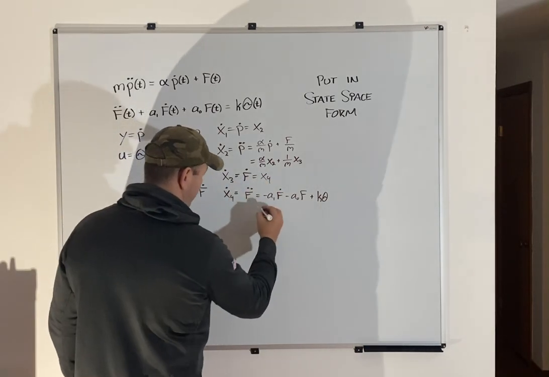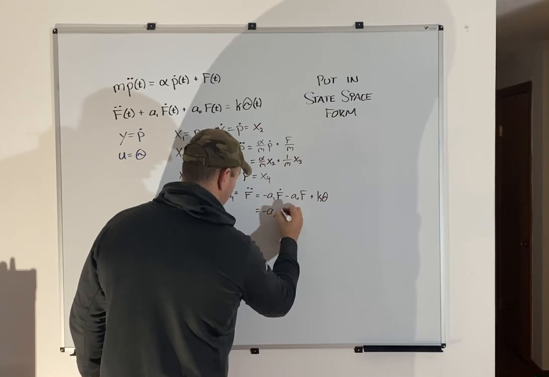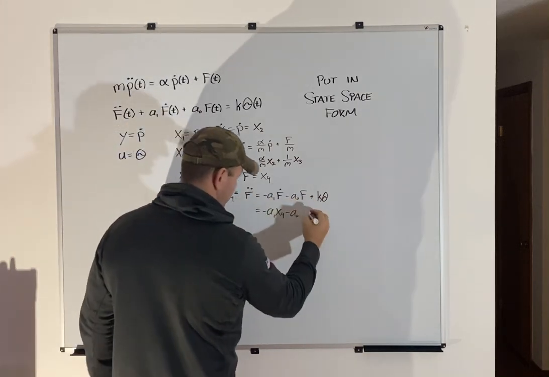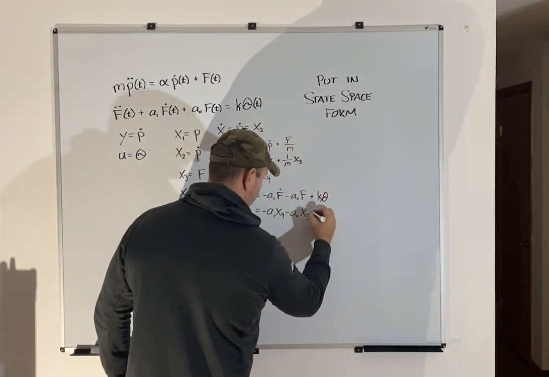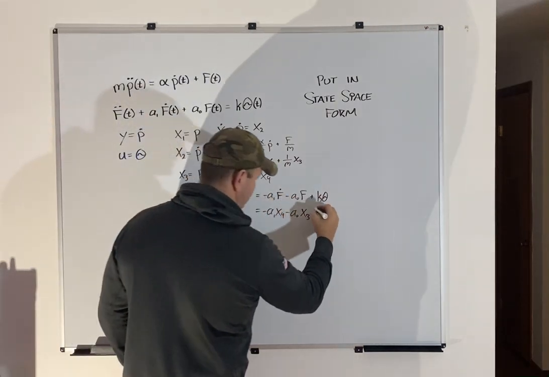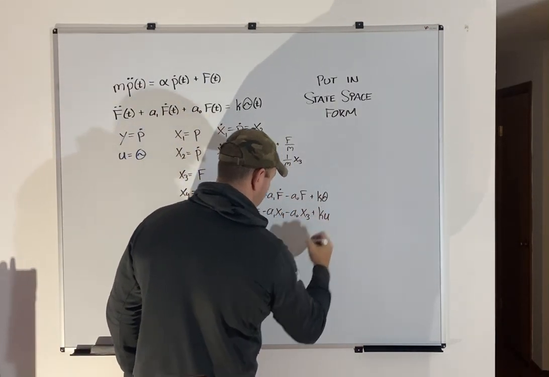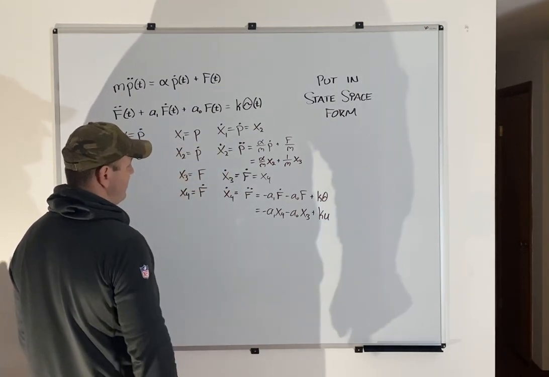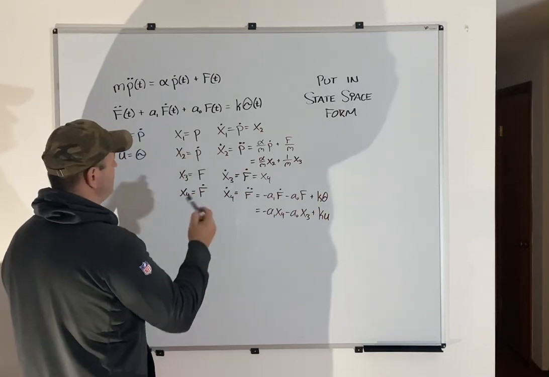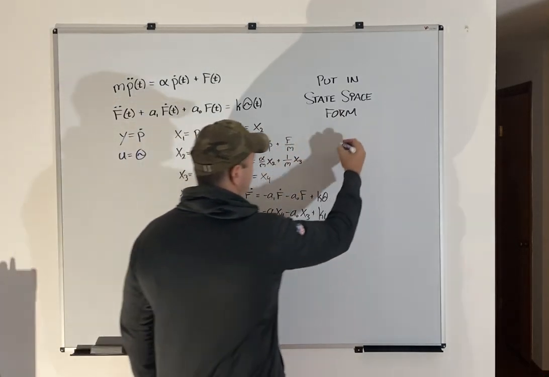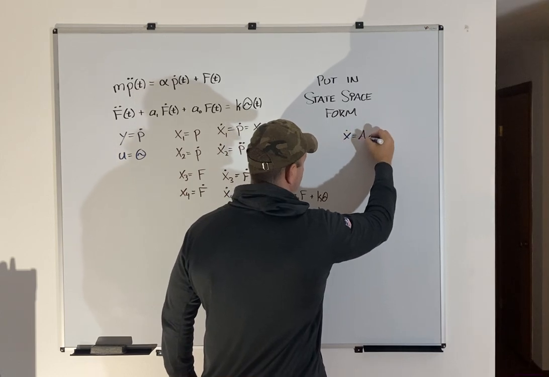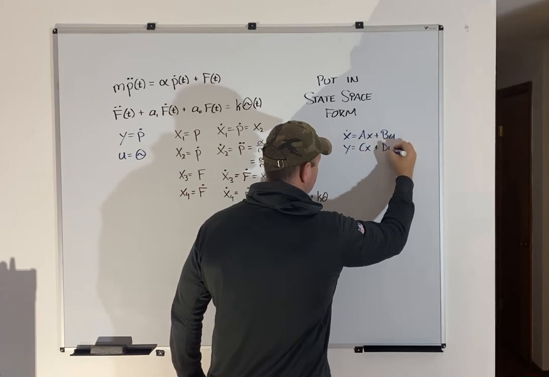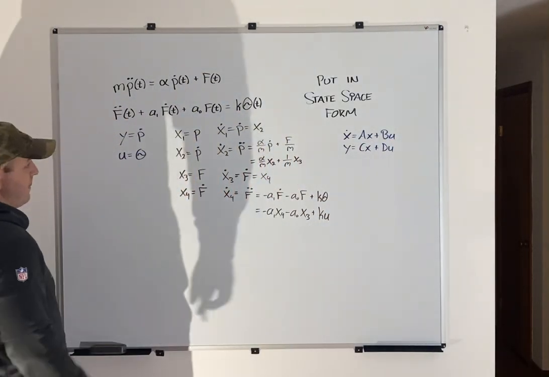F dot is X4, so this is really negative A1 X4. F is X3, so this is minus A0 X3. And theta is U, so that's K U. Now we have our state variables and our state variable derivatives defined. We can put this into our state space form. Remember, state space form: X dot equals AX plus BU, Y equals CX plus DU. We'll do it right here.